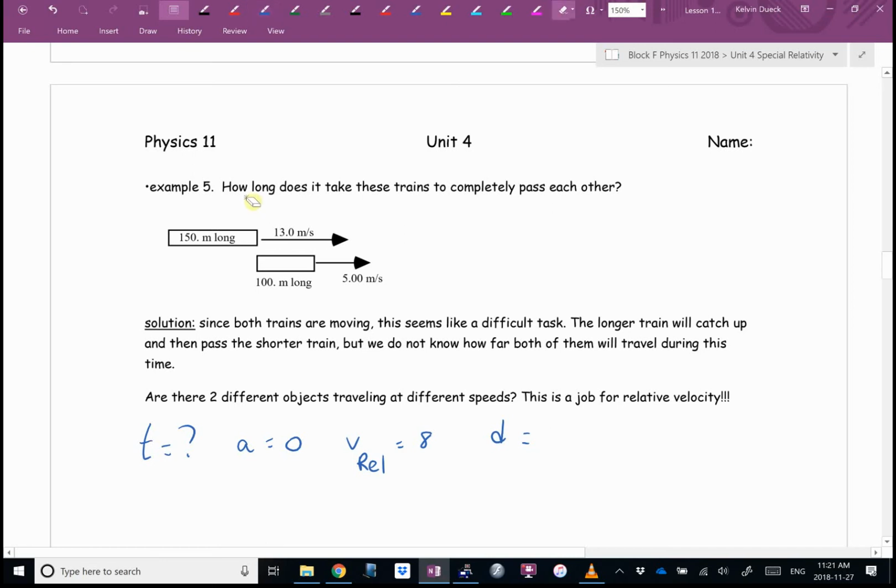Now, it says, how long does it take these trains to completely pass each other? I'm going to argue that to pass each other, the back part of this train has to get all the way past the front part of that train. How big a distance does it need to cover relative to the other train? I know they're both moving. I don't care about that. We're pretending that this train is standing still now. We're using 8 meters per second. How big a distance does it need to cover? Yep.